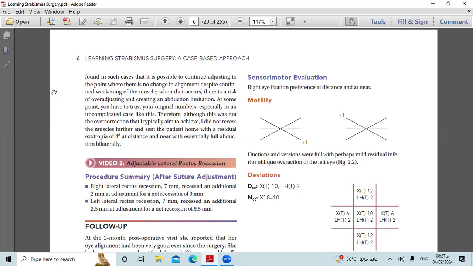You have conjunctiva, you have also Tenon, you have the tightness of the scleral sutures here, and a lot of things. So I am not with the adjustable suture here.